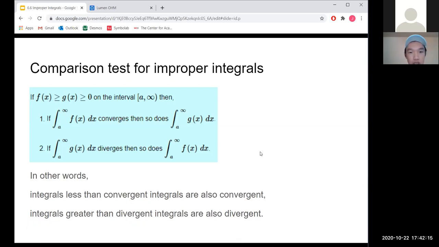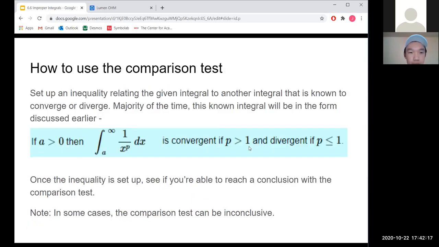So the question is, we need to have one function that we already know whether or not it converges or diverges. So what function do we choose? The majority of the time, this known integral will be in the form that we discussed earlier, which is 1 over x to some power. From last time, we looked at two integrals, like 1 over x and 1 over x squared. So that's usually one of the integrals that you're going to compare it to.